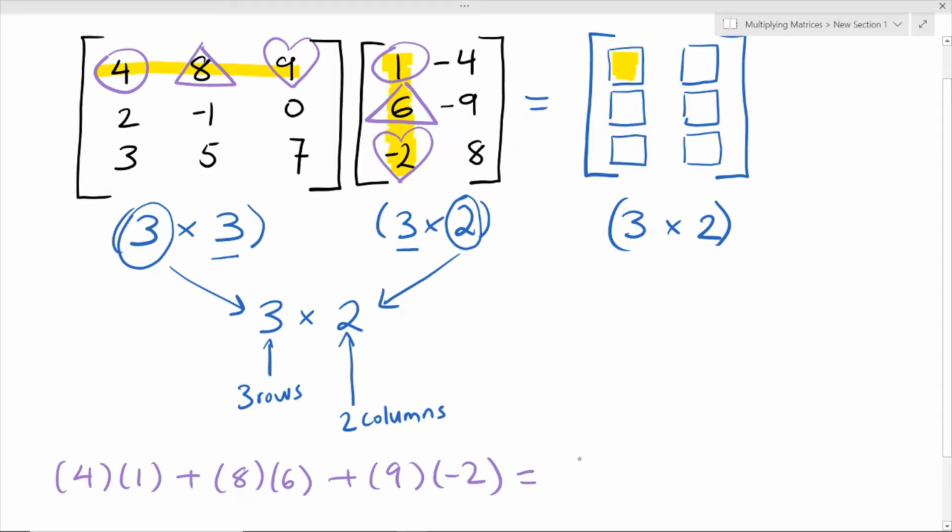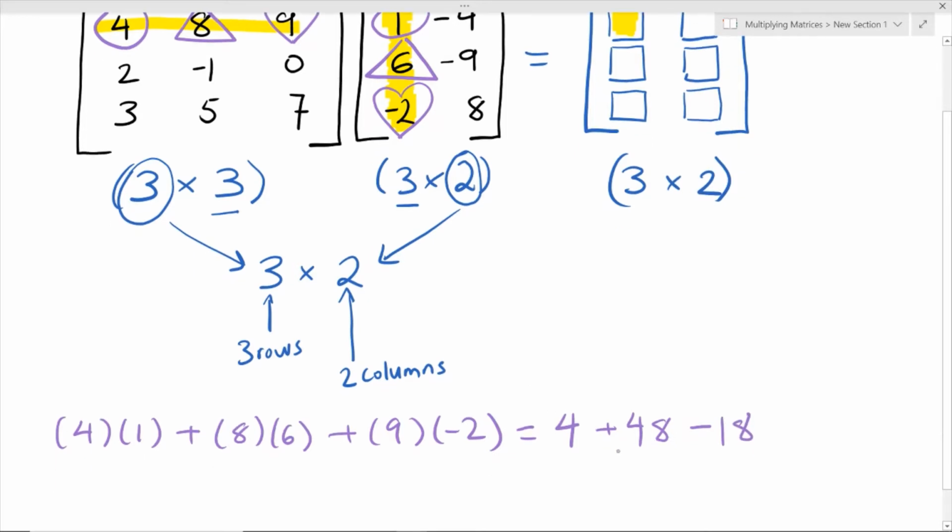4 times 1 is equal to 4, 8 times 6 is equal to 48, 9 times -2 is equal to -18, and now we just add them up. 4 plus 48 is equal to 52, 52 minus 18 is equal to 34.